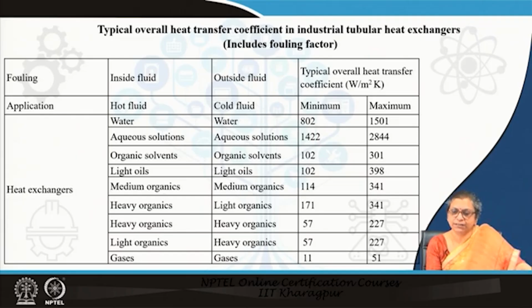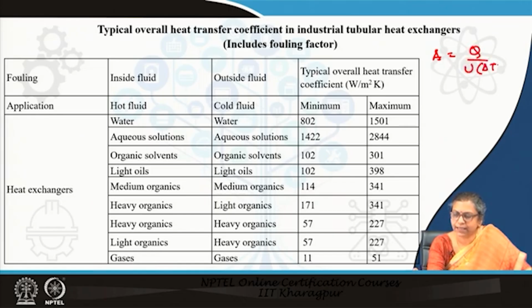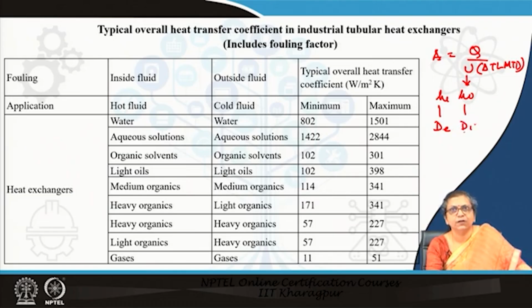Well, the only one thing that is left is that initially I had mentioned that when you want to find out A, this is Q by U delta T LMTD, right. Now, to find out U, you have to find out HI, HO. To find out HI, HO, you need to know the DE, DI, etc. To start with, you do not know anything. So, how do we start the design? This is an iterative process. To find out A, you need U. To find out U, you need A. So, how to do it?